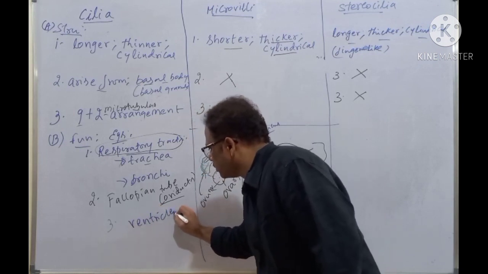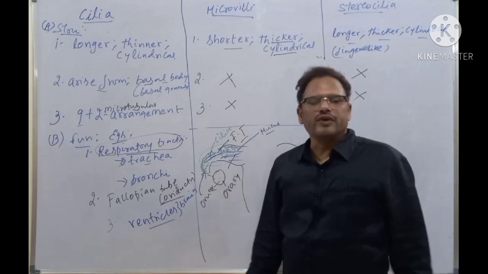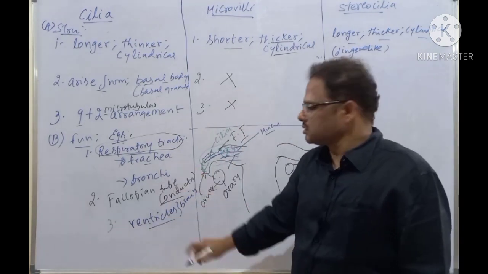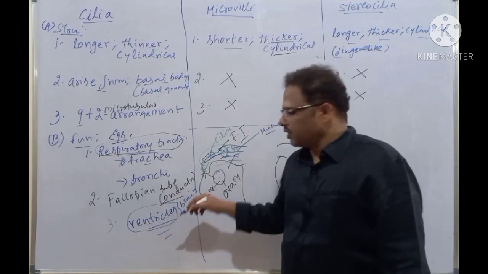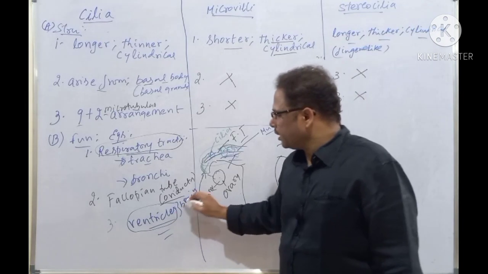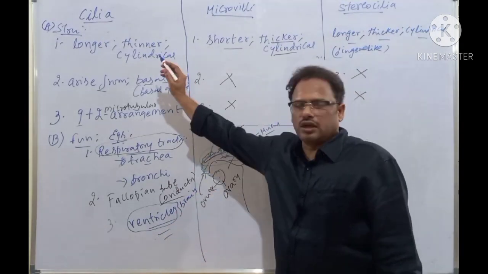Ventricles of the brain. Ventricles means the brain cavities. I'll be discussing the further points not under this one, but under simple epithelium. Clear? Ventricles of the brain and the central canal of the spinal cord also contain a ciliated epithelium.